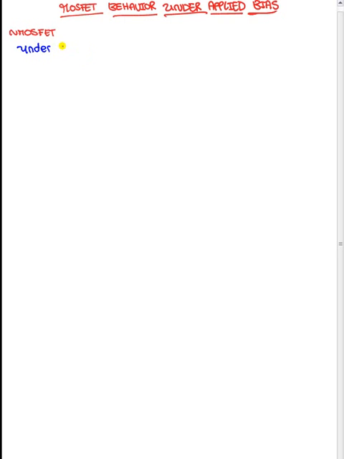Under subthreshold. Okay, so subthreshold is one of the regions of operation. Sometimes it is also called cutoff. And then the conditions for that region are just that the gate voltage is less than threshold. Remember how we talked about the threshold voltage?